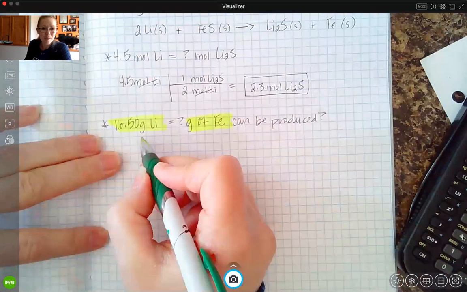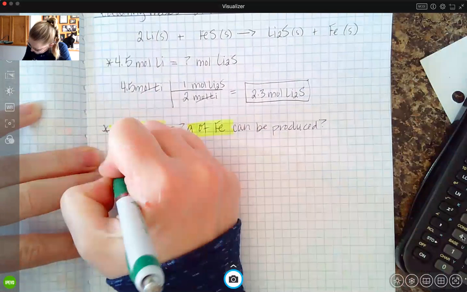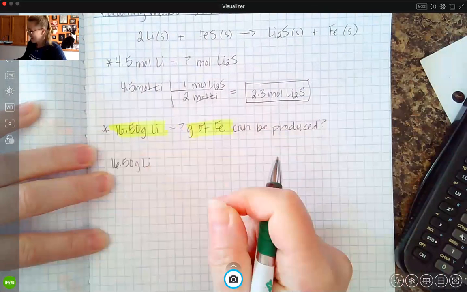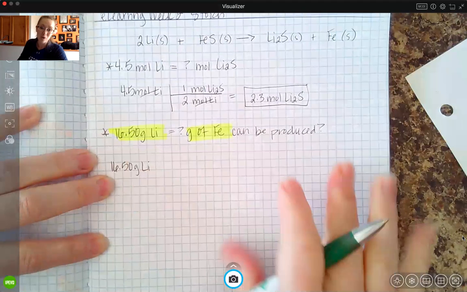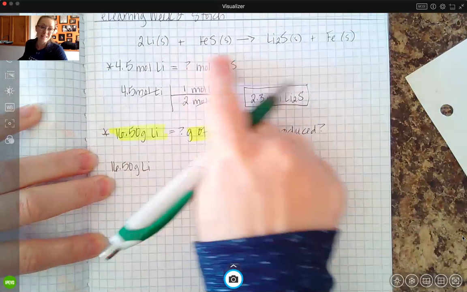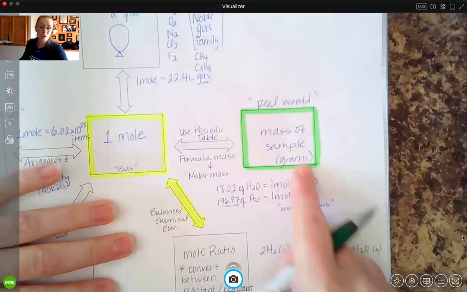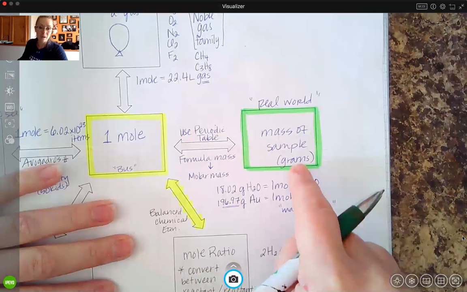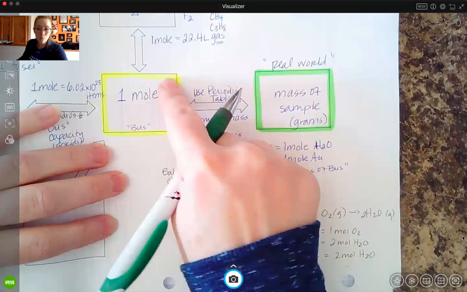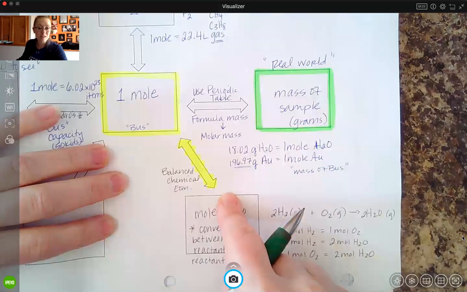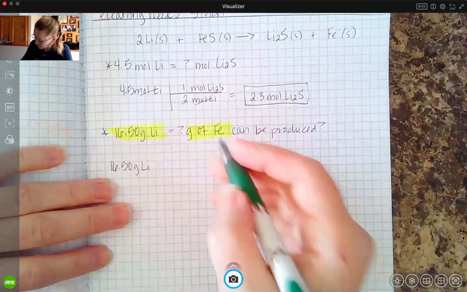Okay, so we start by writing down what we're given. We're given 16.50 grams of lithium. We want to go from lithium to iron, but we're in grams, and we cannot go to the chemical equation to find the ratio until we are in the same unit. So I go to my mole map. Here on my mole map, here are grams of the real world. It says in order to convert, you have to go from grams into the mole. Once you are in the mole, then you can go from moles of one thing to moles of something else using the mole ratio. So step one, we have to go from grams and convert into moles.